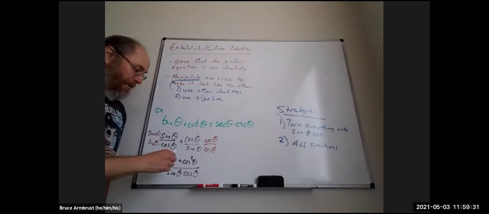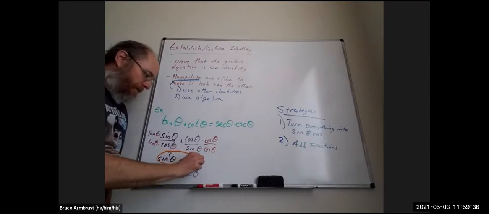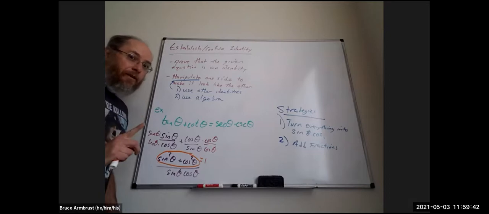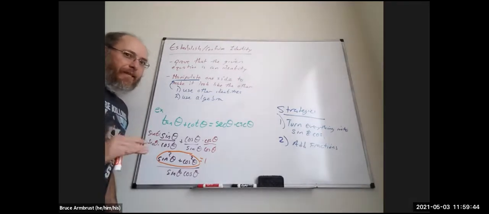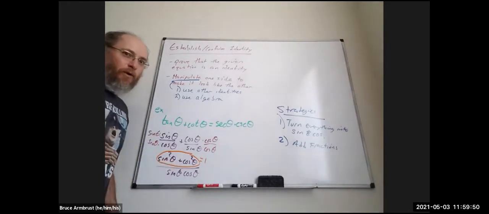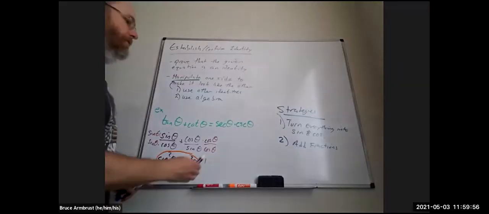Remember our Pythagorean identity? Sine squared plus cosine squared equals 1. That's going to be one of those things, I promise you, that before the end of May you're going to immediately see and go, nope, that's 1. You're not going to think about it. You're just going to do it. All right, so let's simplify that for a second.